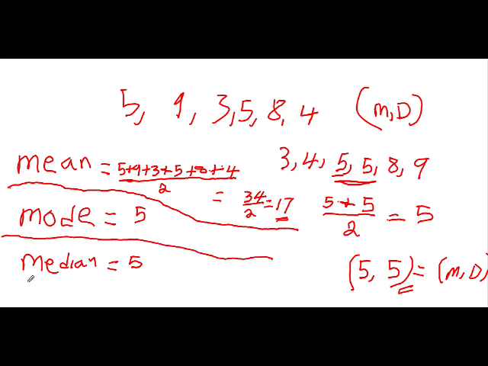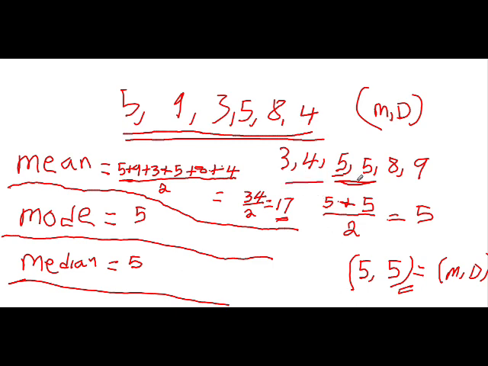That's your mode answer, and that's your median. And just to recap real quick, for you to find the median, you have to rearrange these numbers. This is the original set of numbers that you were given. Once you rearrange them, this is how they will look.